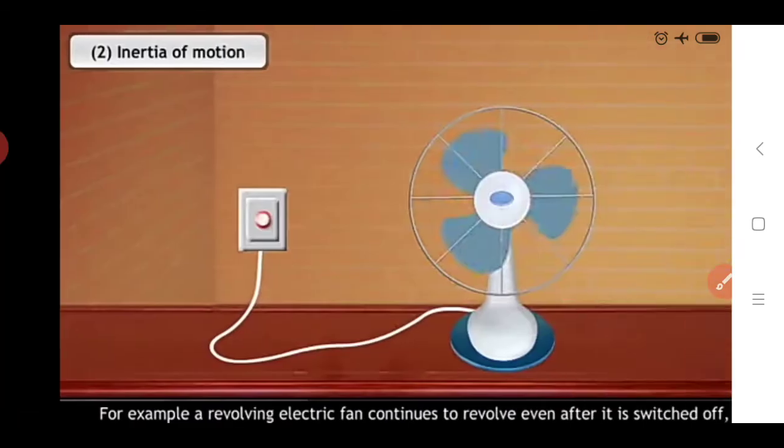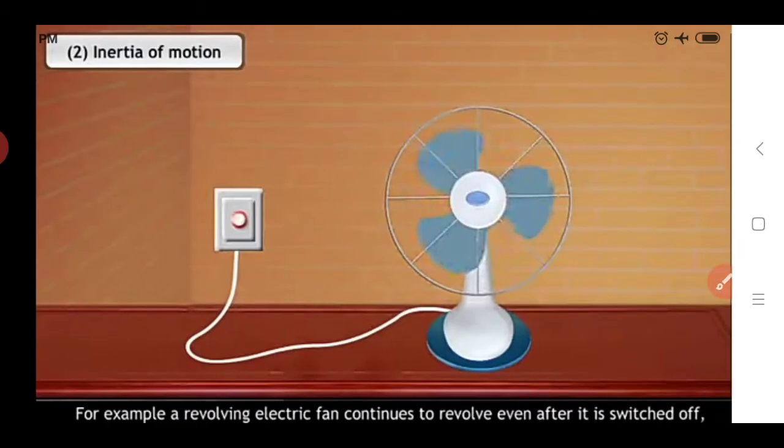The first one is the moving electric fan. Even after we reduce or remove the force on this electric fan, the fan continues to revolve even after being switched off, because it is under inertia of motion.